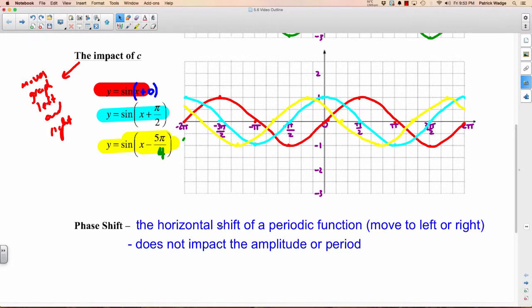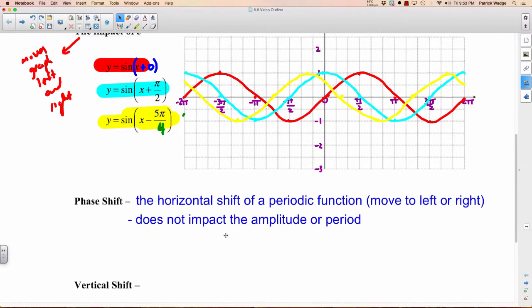So it's a horizontal shift of a periodic function. It moves it either to the left or the right. It does not impact the amplitude or period. If you look at all of these three functions we've drawn here, what's the amplitude of every single one of them? The amplitude of all of them is 1. The distance from the midline to the maximum is 1. The distance from the midline to the minimum is 1. What's the period in every single case? 2 pi. If you check it out, it's 2 pi in every case.